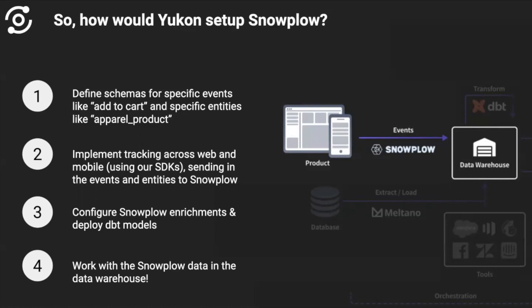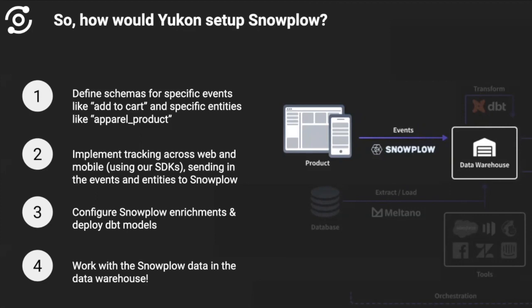So fundamentally, having defined those events and entities, those definitions will be added into the Snowplow schema registry. The next step will be to implement tracking across web and across mobile using our SDKs, and also probably add pixel tracking into the emails. That tracking will be done by the front-end application teams, and they'll take care when they're doing that to send in the right events and the right entities into the Snowplow pipeline as they're going.